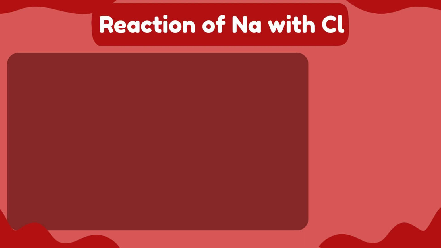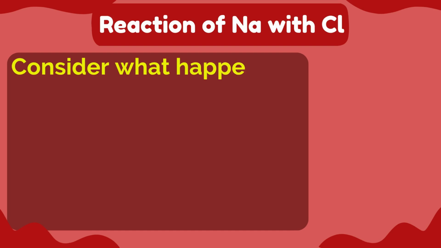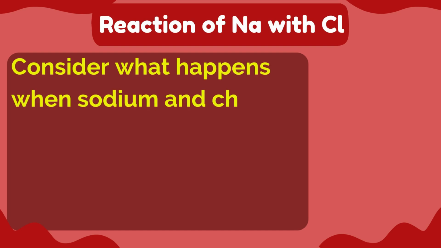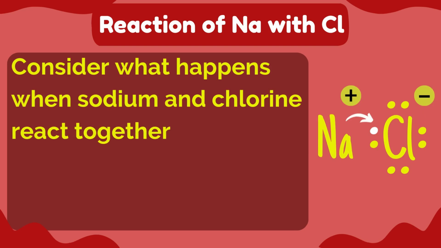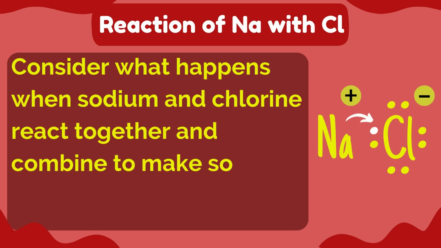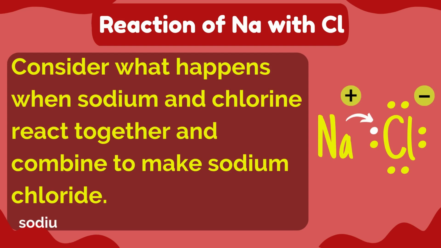Sodium with chlorine. Consider what happens when sodium metal reacts with chlorine gas. The combination takes place and sodium chloride is formed. Sodium plus chlorine gives sodium chloride salt.